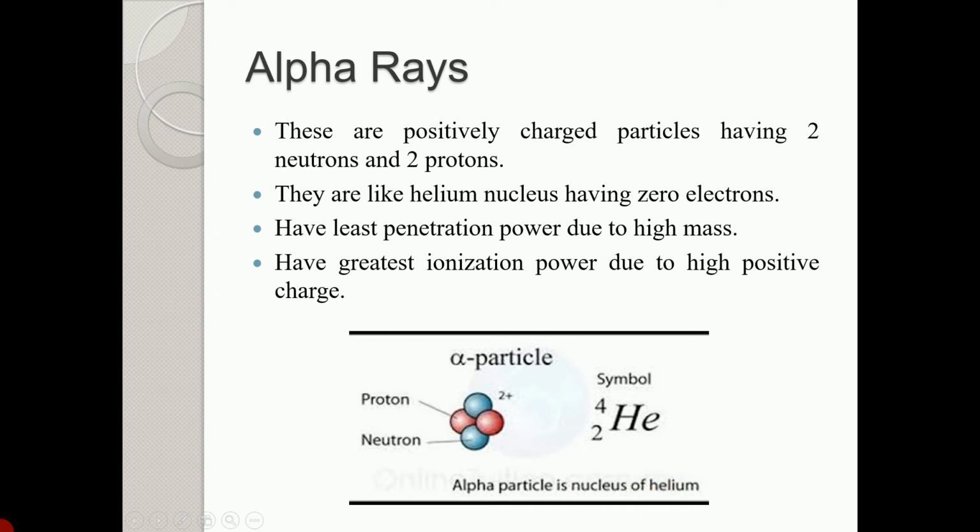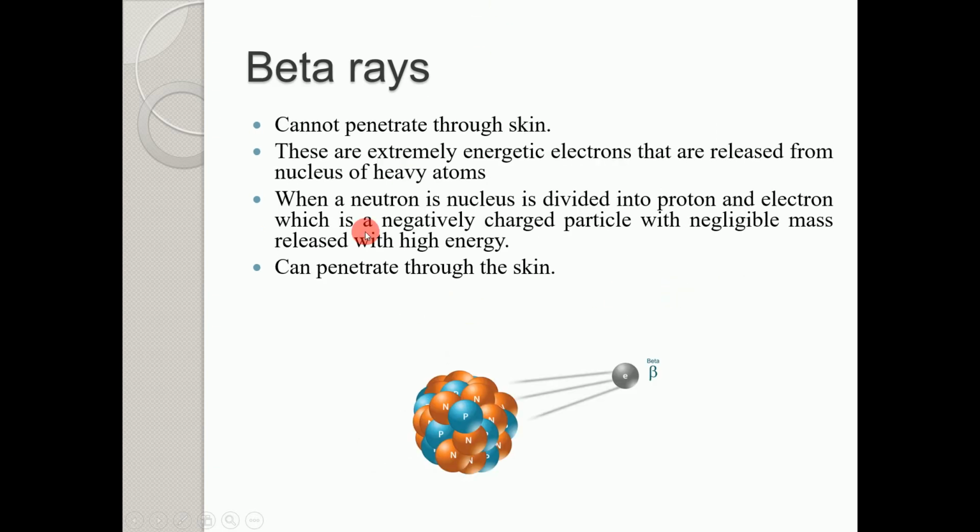Alright, so once again, what are alpha rays? They are positively charged particles having 2 neutrons and 2 protons. They are like a helium nucleus having 0 electrons. They have the least penetration power due to high mass, and they have the greatest ionization power due to high positive charge. Then we have beta rays.